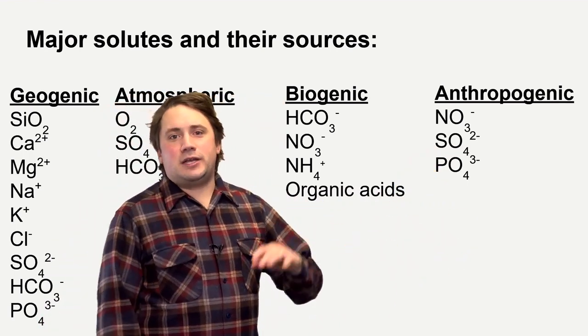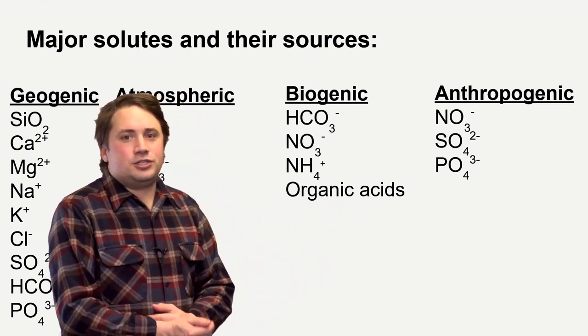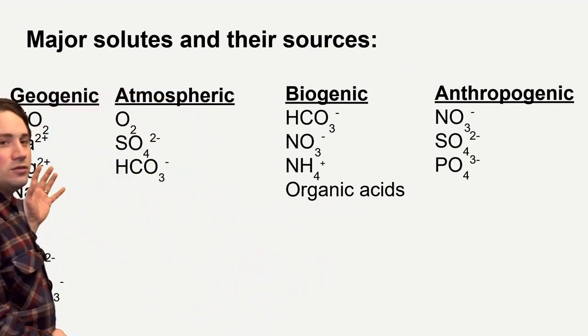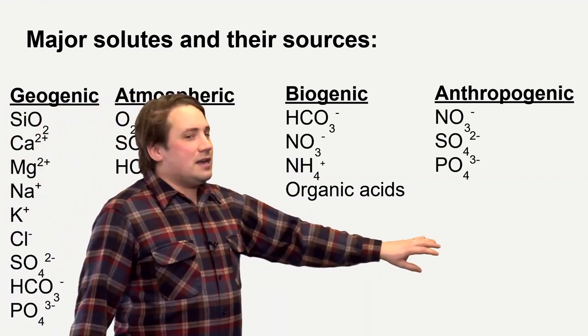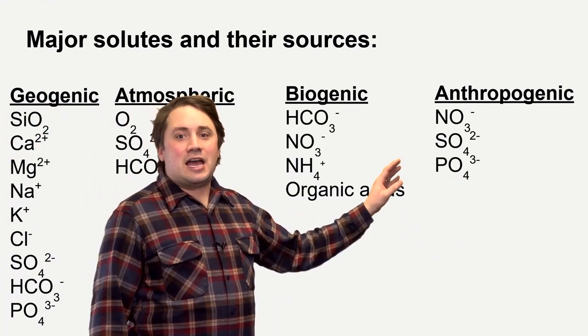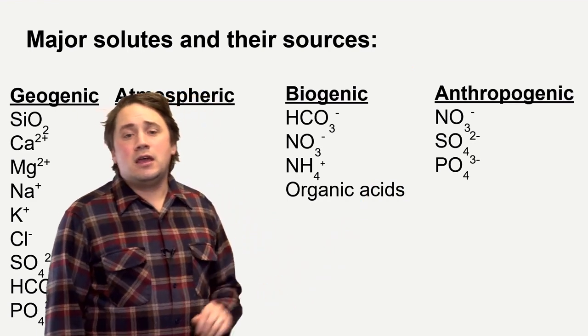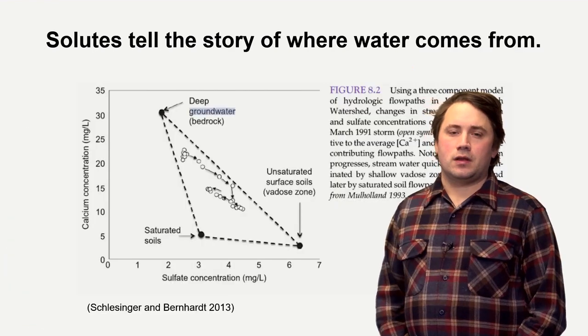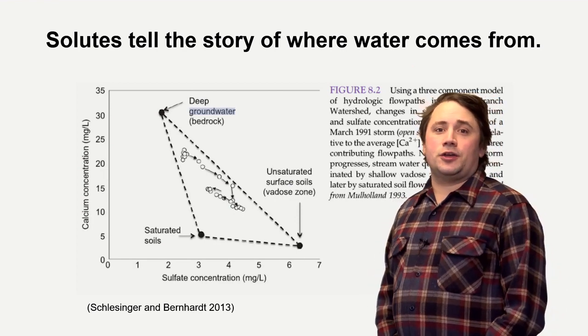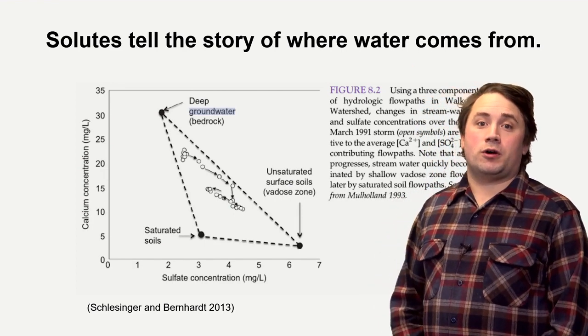Now, all of this fertilizer is ultimately rock-derived. It's just mined and then applied on fields, so you could call this a geogenic source. But I think that the magnitude to which humans have moved around phosphorus on the Earth makes it deserving of being called also an anthropogenic solute. So I said that solute chemistry tells the story of where water has been.